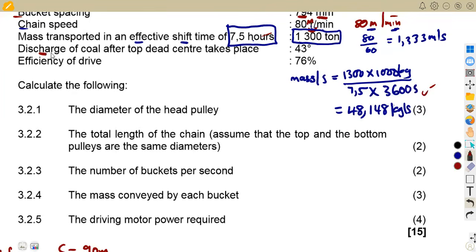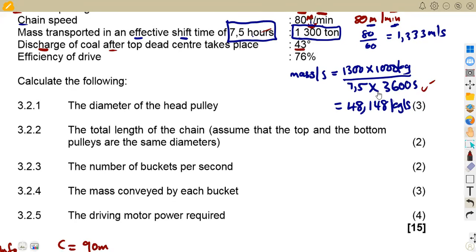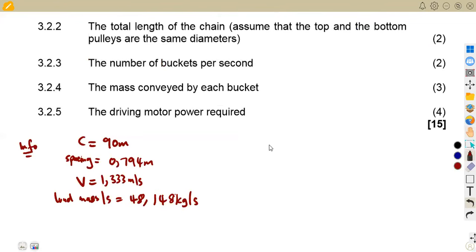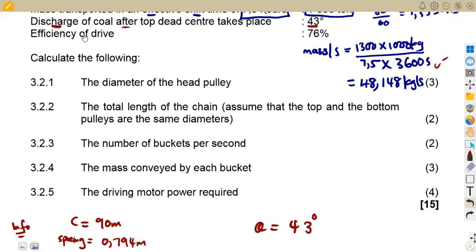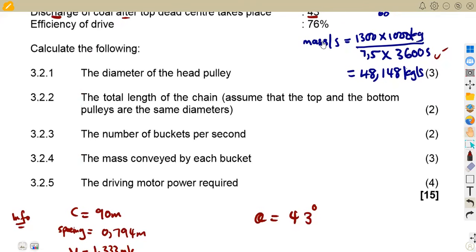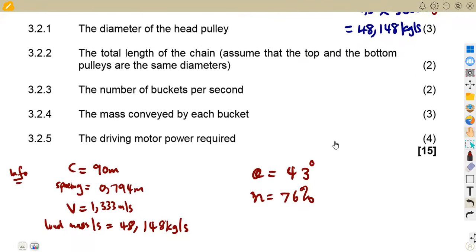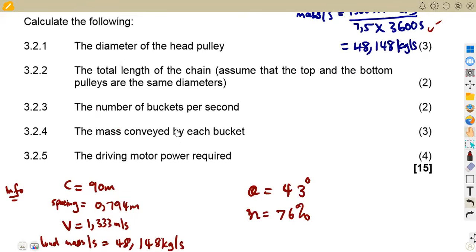All right. The discharge of coal after top dead center takes place at 43 degrees. You're given the discharge theta, which is 43 degrees. The discharge is the angle in degrees. And also the efficiency of drive, which is 76%. So that was the information that we're given. Then we are asked in this case, calculate the following.